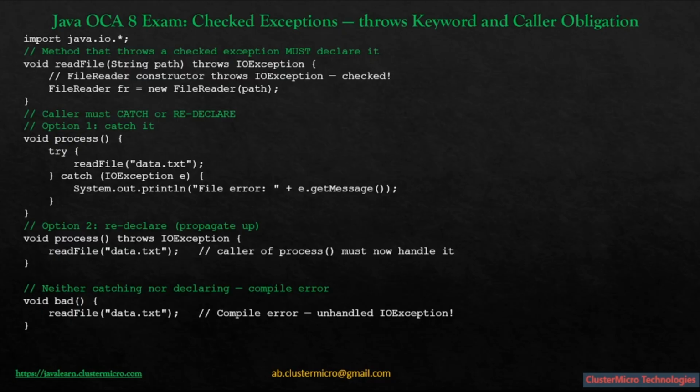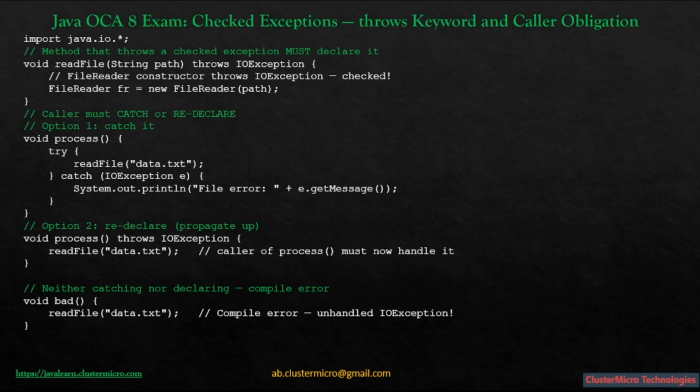Okay, so here process method handles the IOException locally. It wraps the call in a try-catch and deals with the problem right there. The caller of process has no idea any of this happened. Process takes full responsibility. Notice that process itself does not need a throws clause because it handles the exception internally.